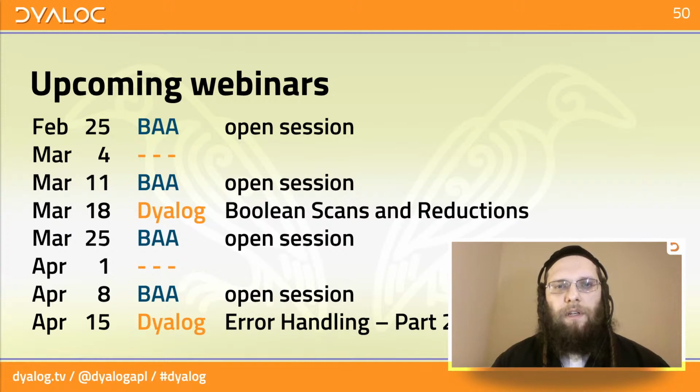In 4 weeks, we'll be back with Richard Park doing Boolean scans and reductions, which are efficient methods of doing things in APL. And 4 weeks after that, I'll be back with the second part of this series on error handling, and we'll go into some more advanced features of the error handling system.